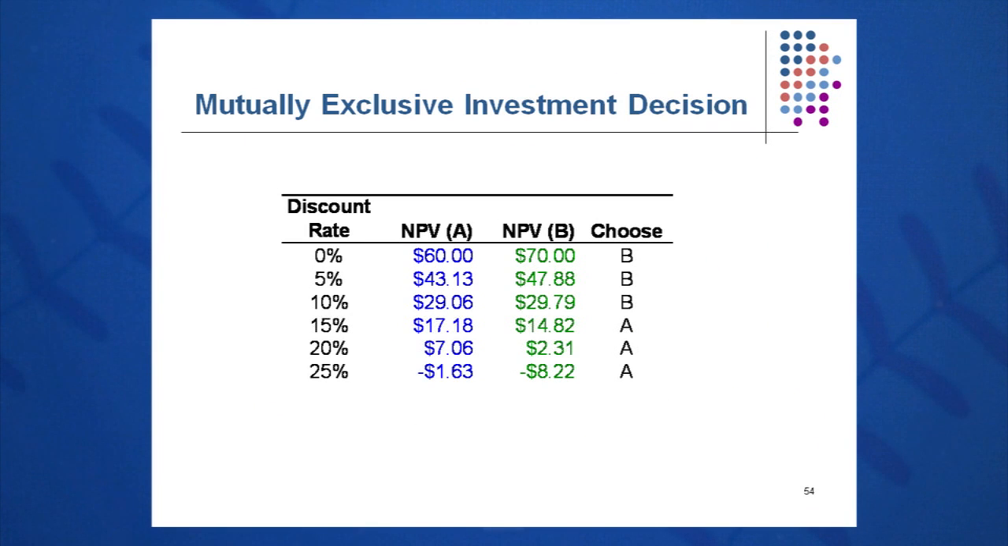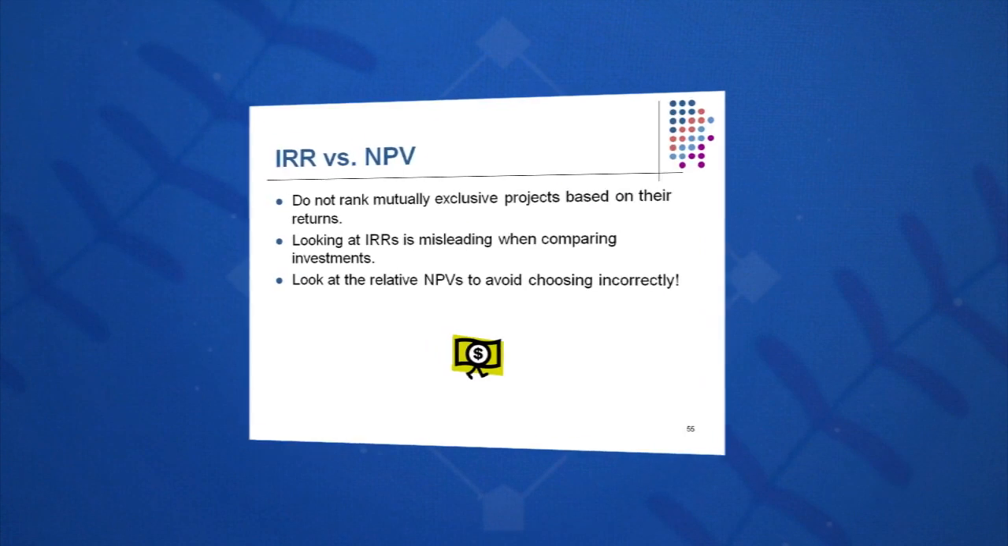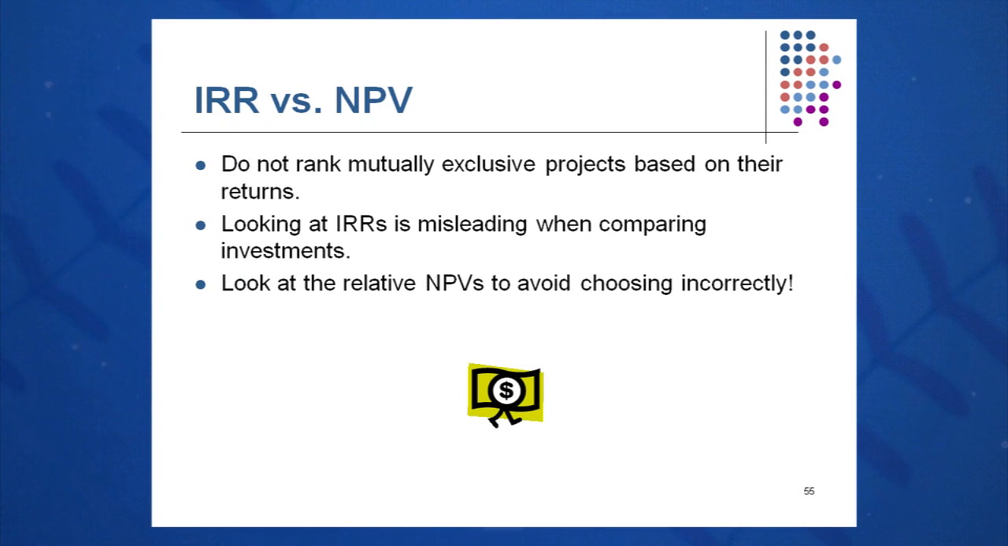So you can see from this chart that at low discount rates, we'll choose investment B. B has the higher NPV, and then it crosses over at about 11.1%. And then you can see that at higher discount rates, we'll take investment A, at 11.1% and higher, beyond that crossover point. Don't rank mutually exclusive projects based on their internal rates of return. It could be misleading. Always look at NPV when looking at mutually exclusive projects.